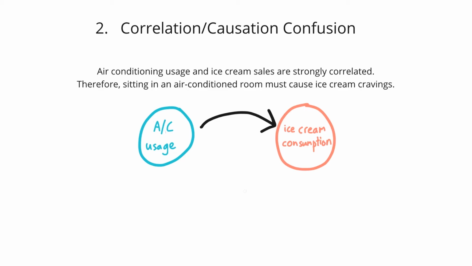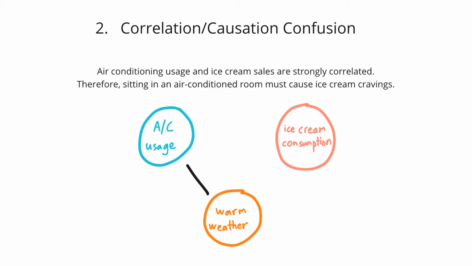Clearly what we're seeing here is not that AC usage causes ice cream sales or vice versa, but rather there's something else that's causing both. The incidence of warm weather, for example. This is usually what's going on in cases of mistaken causation. There's some other third thing that's causing the two correlated phenomena.